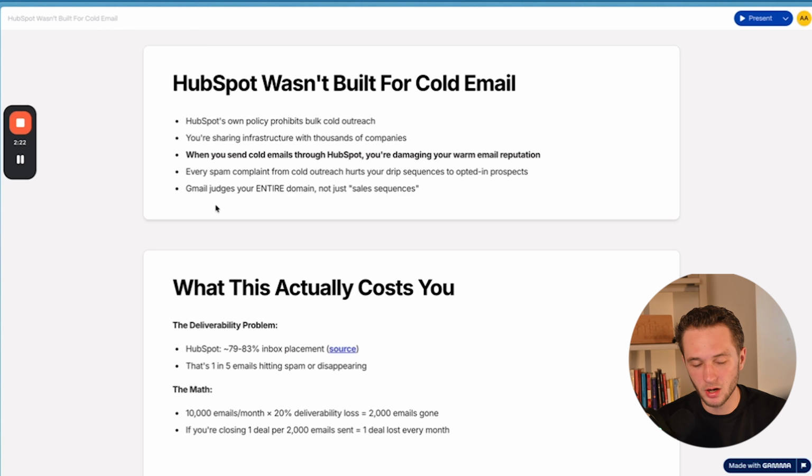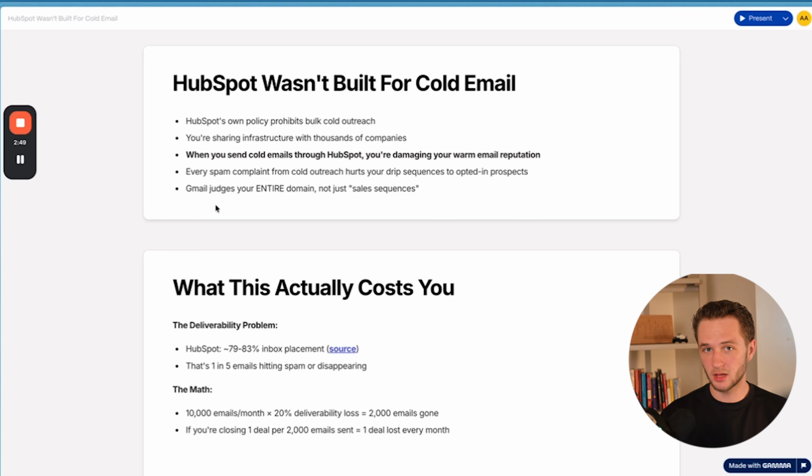It's against HubSpot's own policy and their user agreement for you to send bulk cold email outreach. Now, people do it anyways because I guess they are just uninformed, but it's against the policy, even though that hasn't really ever stopped anyone from doing it. It is biting you in the butt because at the end of the day, you're going to have lower deliverability for not just your cold emails, right? But you're also going to have lower deliverability for your warm emails.